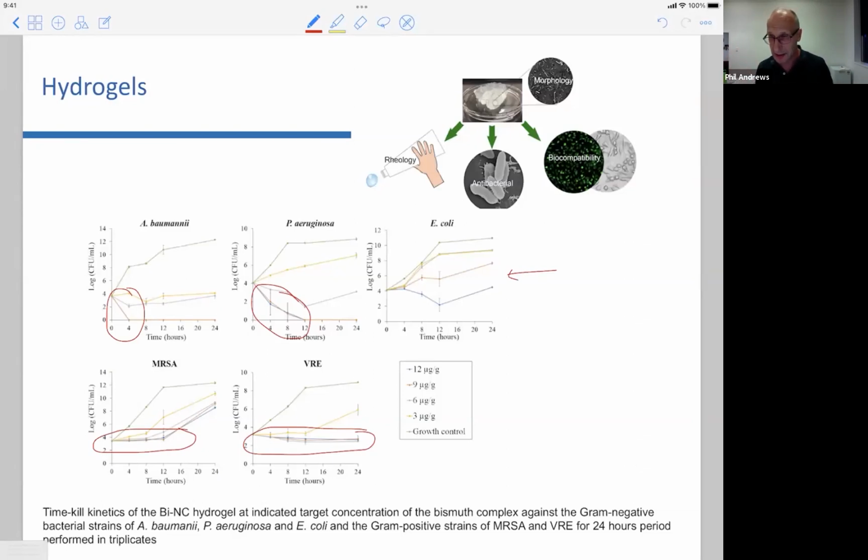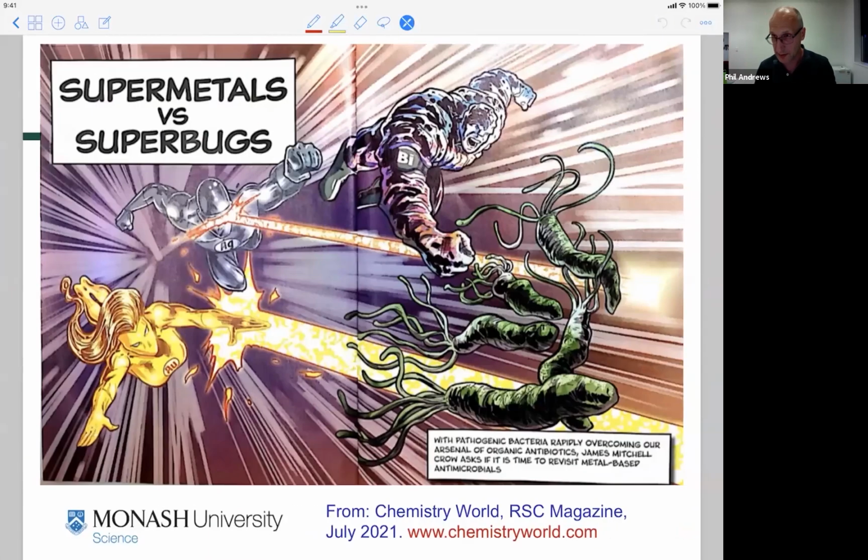So that's just a little bit of what we do in the lab and what our students do. The last thing I want to highlight is that we got a write-up, which was good, in Chemistry World in July 2021, when we had a big article on super metals versus the superbugs. The thing is that we need to win this battle. And I'll finish it there.